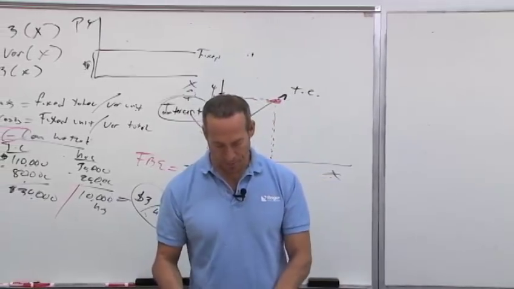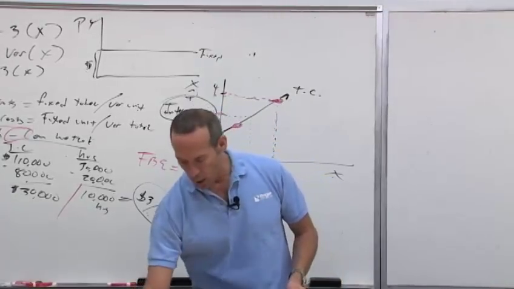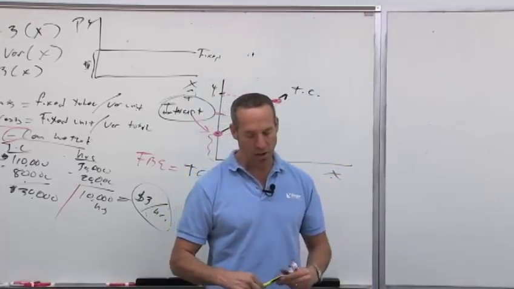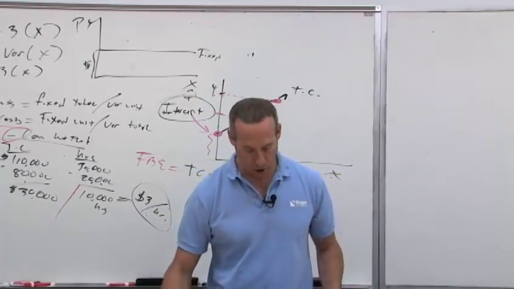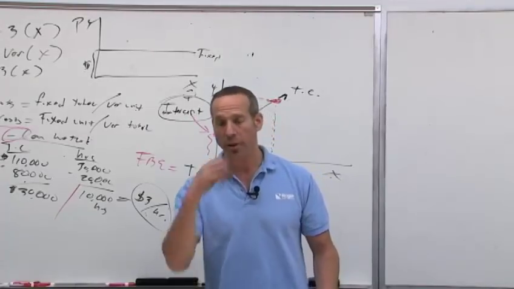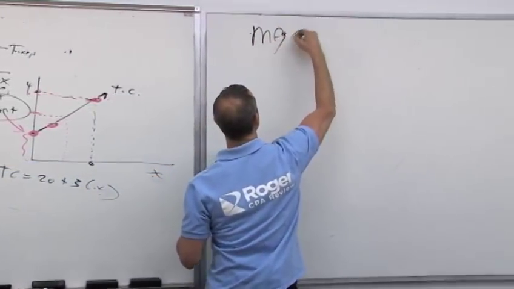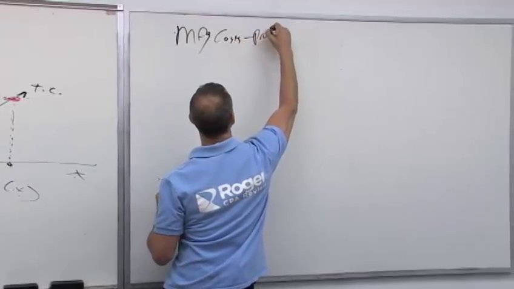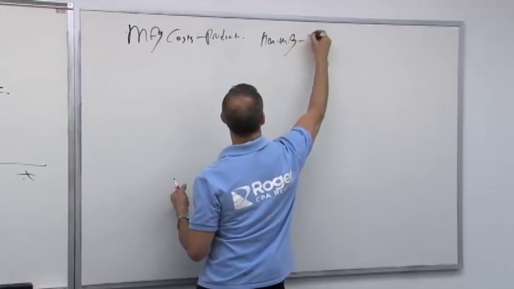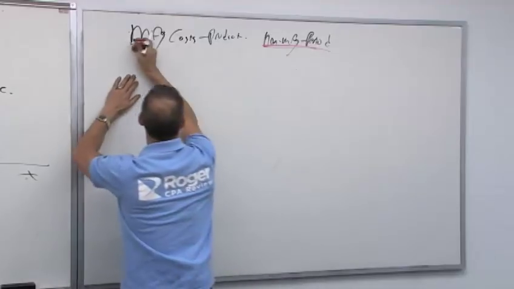Cost classifications. Now, with our cost classifications, we are looking at different types of costs. And we have here what we call manufacturing costs. And those are going to be called our manufacturing or our product costs. We also have what we call non-manufacturing costs. Those are called our period costs. So what I want to compare are the manufacturing costs, also called a product cost, versus our non-manufacturing costs, also called a period cost. So we're going to look at what are the differences.